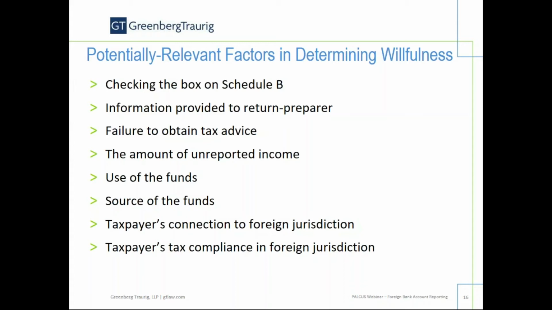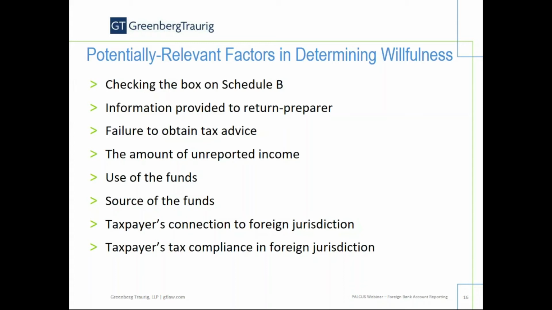But if that's the only connection to the foreign country, I use Switzerland because that's a perfect example, then that might be a factor towards willfulness versus somebody who was born in Italy and has family in Italy and spends half the year in Italy. That might lean less towards willfulness. They just legitimately need to have a bank account in Italy.